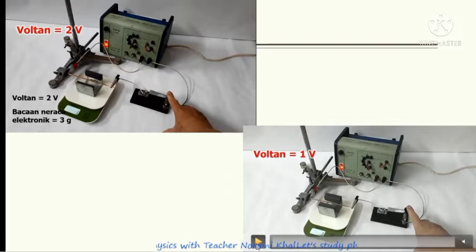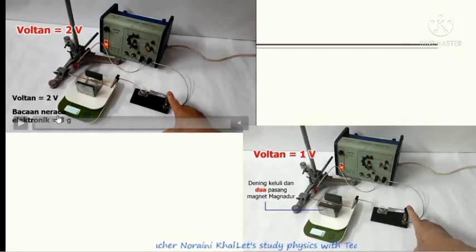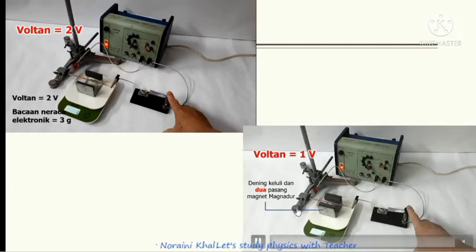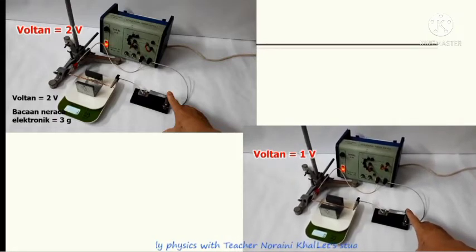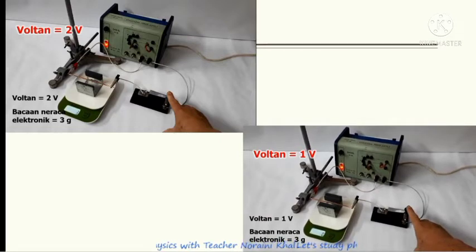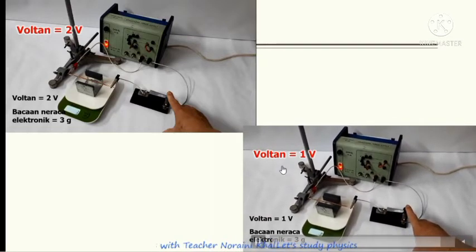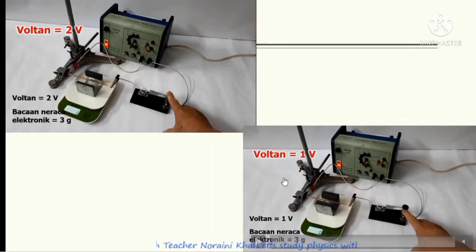Okay, look at the second activity. For voltage 1 volt, just now we observed the reading is 2 gram. Now what we do, increase the number of magnets to 2 pairs of magnets. Observe what happens to the reading. The reading becomes 3 gram. So from this activity also we can say that when the number of magnets increases, the reading of the electronic balance also increases.